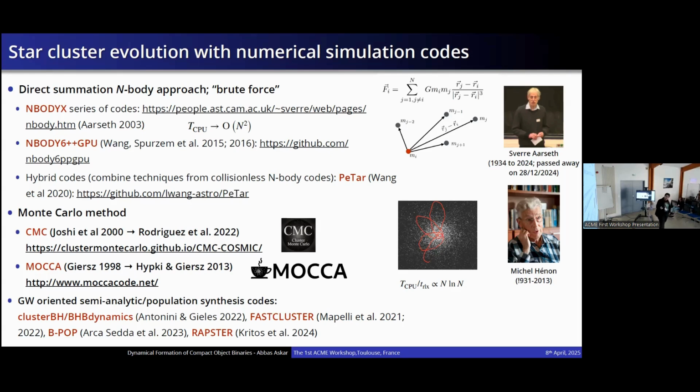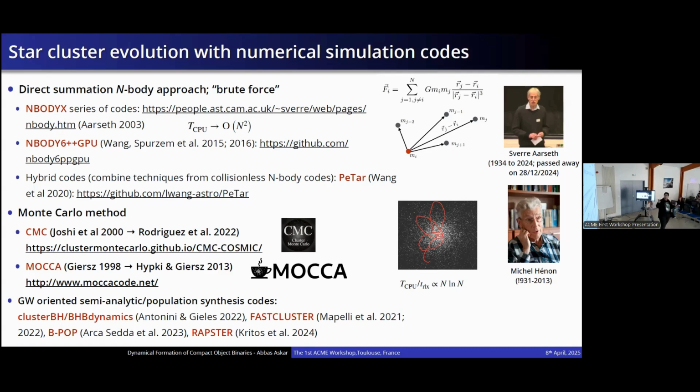Another approach, which I've worked on a lot, is the Monte Carlo method. This method was devised by the French mathematician Michel Hénon. And there are two codes currently in use which are based on this method. This is the CMC code developed at Northwestern over a long time, and the other one called MOCCA, with which I work.